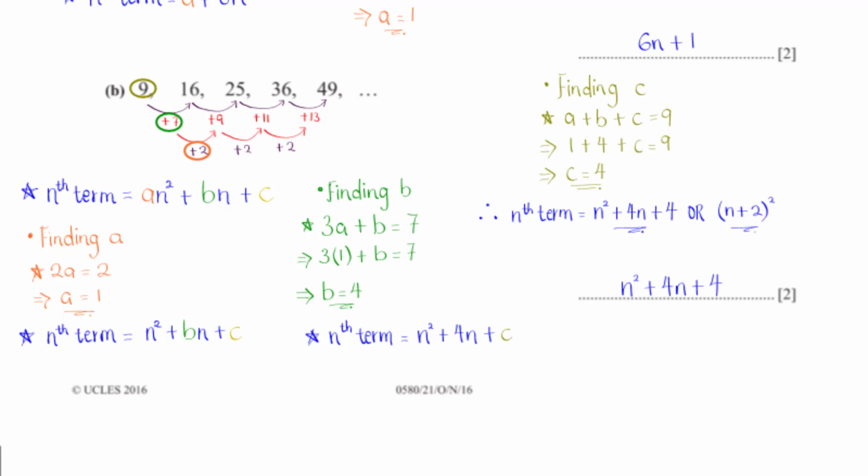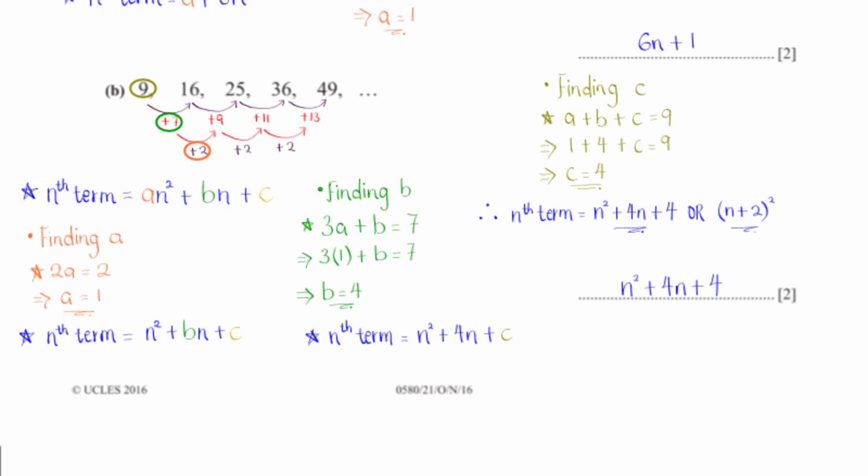So to find the value of a, we need to equate 2a to the constant difference. And so the constant difference is 2. So this means that 2a is equal to 2, and a gives us 1. So to find the value of b, we need to equate 3a plus b to the difference between the first two terms of the sequence, and that is 7. And so 3a plus b is equal to 7. And since we know the value of a as 1, we have 3 times 1 plus b is equal to 7. And so this gives us the value of b as 4.